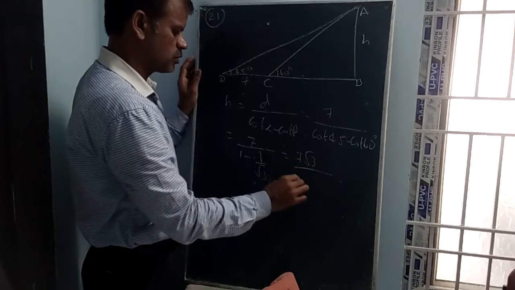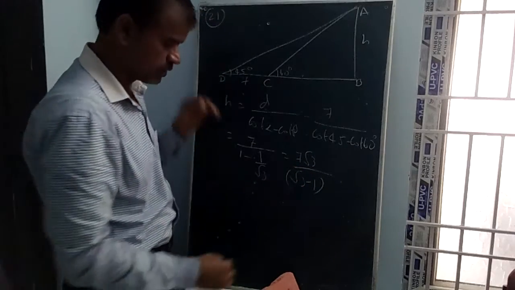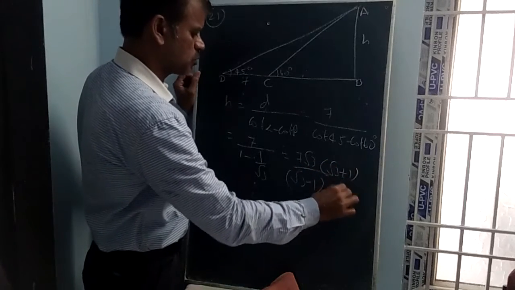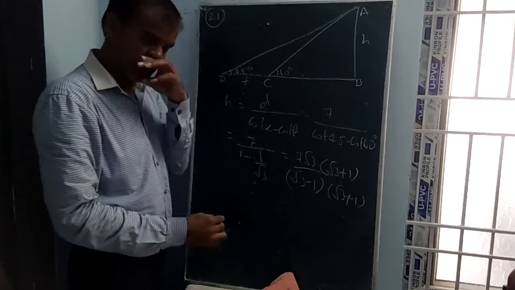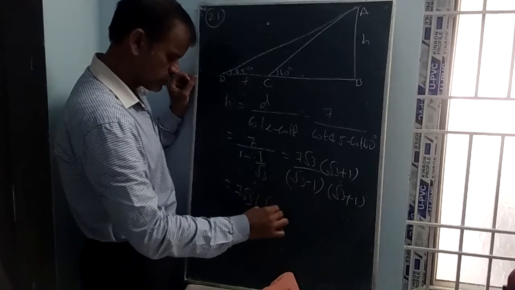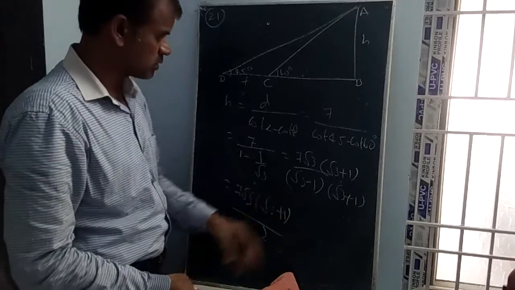This is 7 root 3 into root 3 minus 1, that is 7 root 3 by root 3 minus 1. Rationalize here: root 3 plus 1 into root 3 plus 1. So 7 root 3 into root 3 plus 1 whole by 2, since 3 minus 1 is equal to 2.